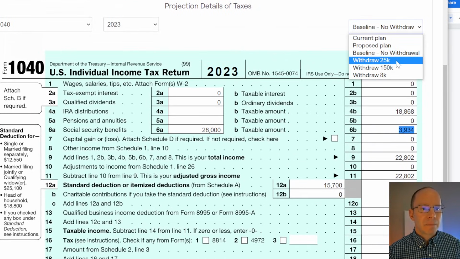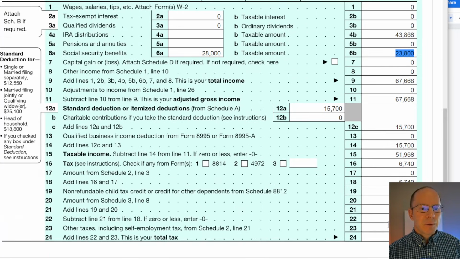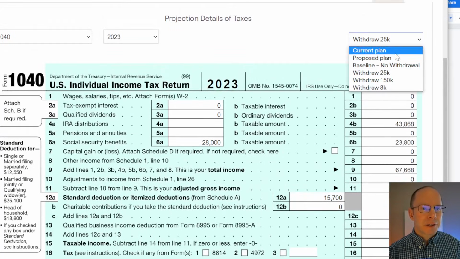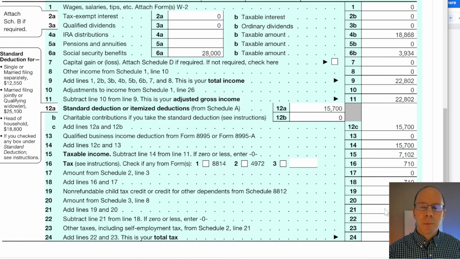But if they take another lump sum, let's say $25,000 in this case, then $23,000 of that $28,000 of Social Security would be included in their taxable income, which can significantly increase the amount of tax they have to pay. So in this case, we've got $6,700 due if they took that $25,000 distribution, and we're going to compare that to without the $25,000 distribution. It's only $710. So it's important to keep track of how this can affect your taxes.